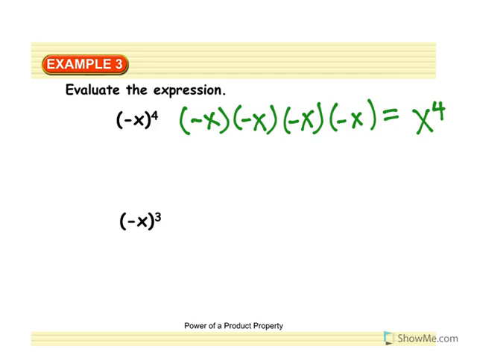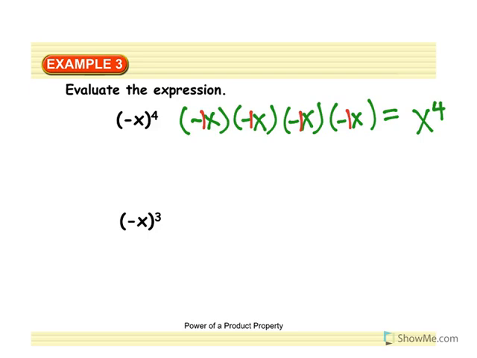Now what's the coefficient? Well, we don't really have a number, but we know that negative really means negative 1. So negative 1 times negative 1 is 1, times negative 1 is negative 1, times another negative 1 is positive 1. Do I need to write out the positive 1? No, I'm just going to write x to the fourth.